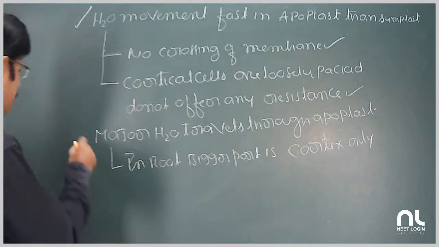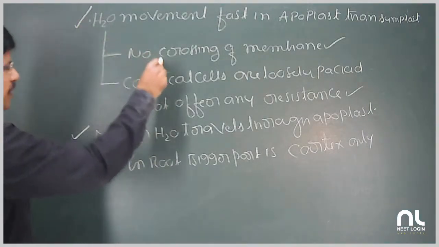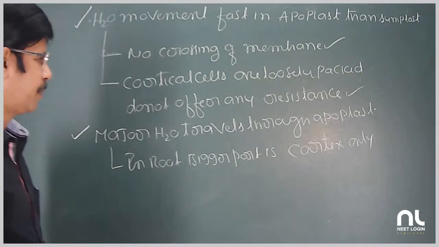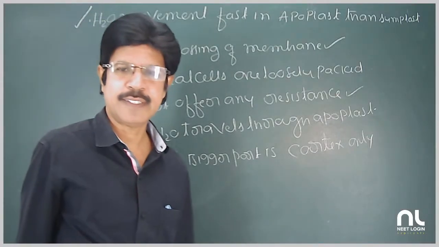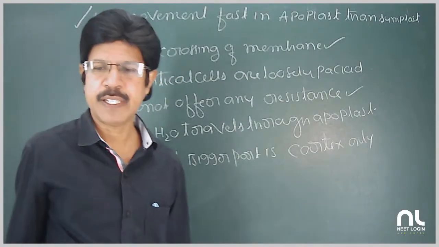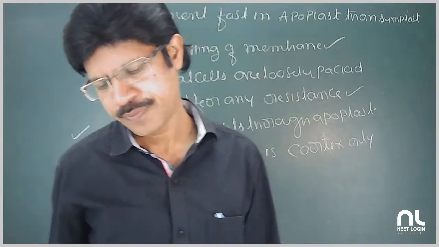It is one question. For this question, there are two reasons. For this, the major part travels through apoplast. Root has a bigger part, which is cortex. Okay.